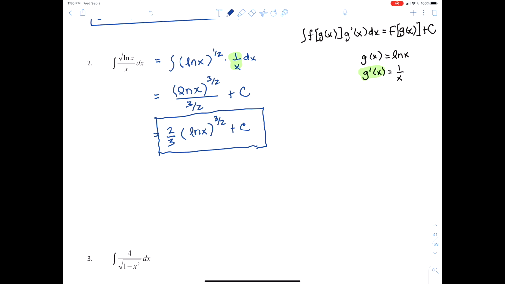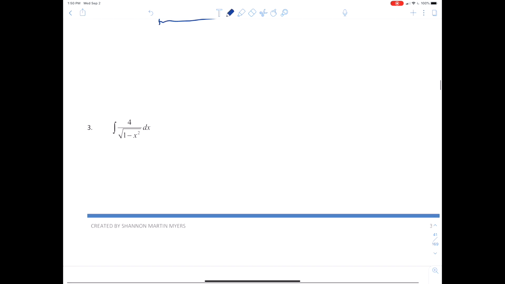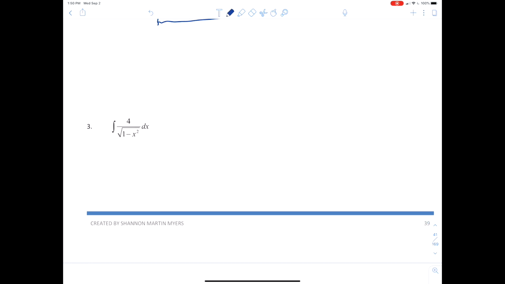Groovy? All right, so now this one, wow, that looks kind of awful, right? But it's not. It's beautiful because we just get, awesome, 4 times arc sine at x plus our constant of integration.